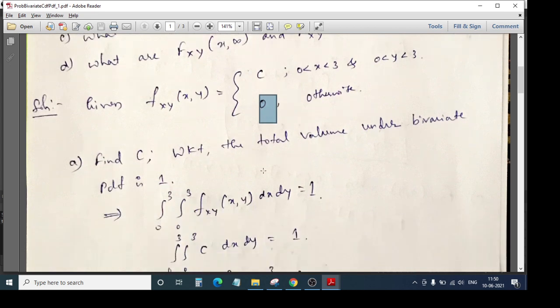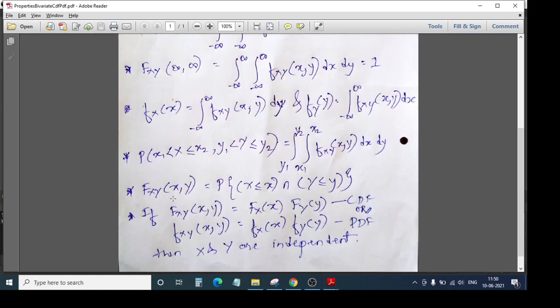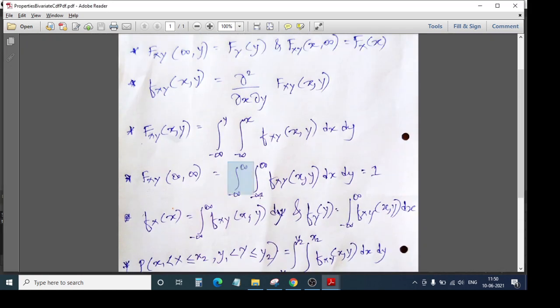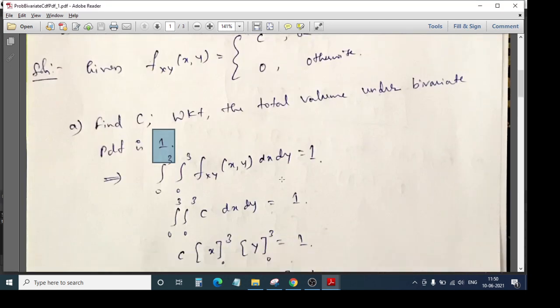Okay, so we'll use one of our properties, that is, the total volume under your PDF is always equal to 1. You can just see here the total volume under your surface is always equal to 1. So this is one of the properties which we have already studied in your previous classes. So that property we will be using.